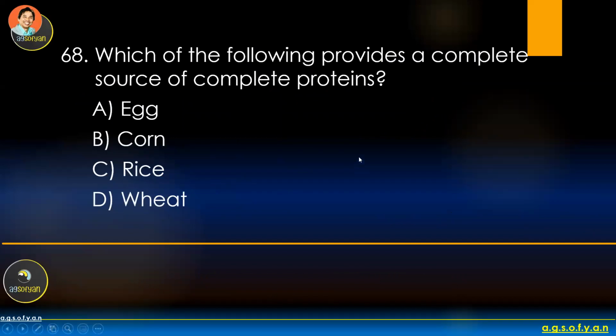Which of the following provides a complete source of complete proteins? A, B, C, or E. Like corn, it is not. This is mostly carbohydrate. Rice is carbohydrate. Wheat is carbohydrate. So proteins, the answer should be egg. Egg actually has a lot of proteins in it. Albumin, globulin. So it's kind of complete proteins present in the eggs.